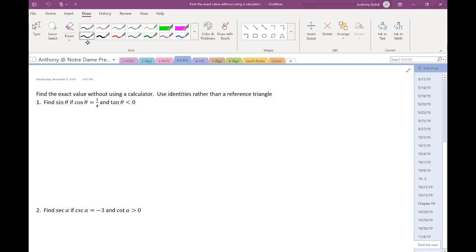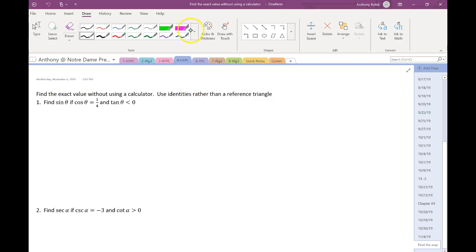I don't have to rely on like all silly turtles crawl. I'm not going to think about where some function, like what quadrant something's positive or negative in. I don't want to use any of that. That's all kind of using a reference triangle. I want to do this purely by using identities.